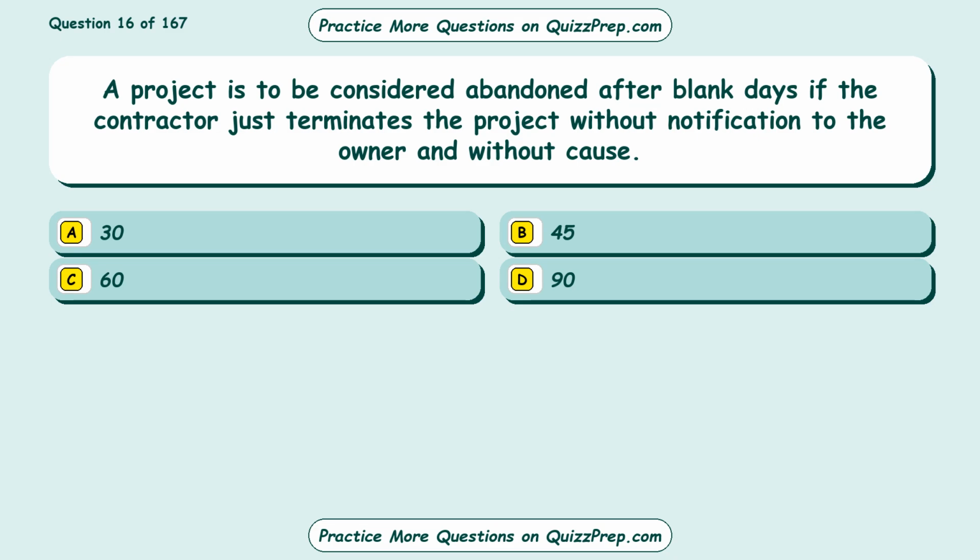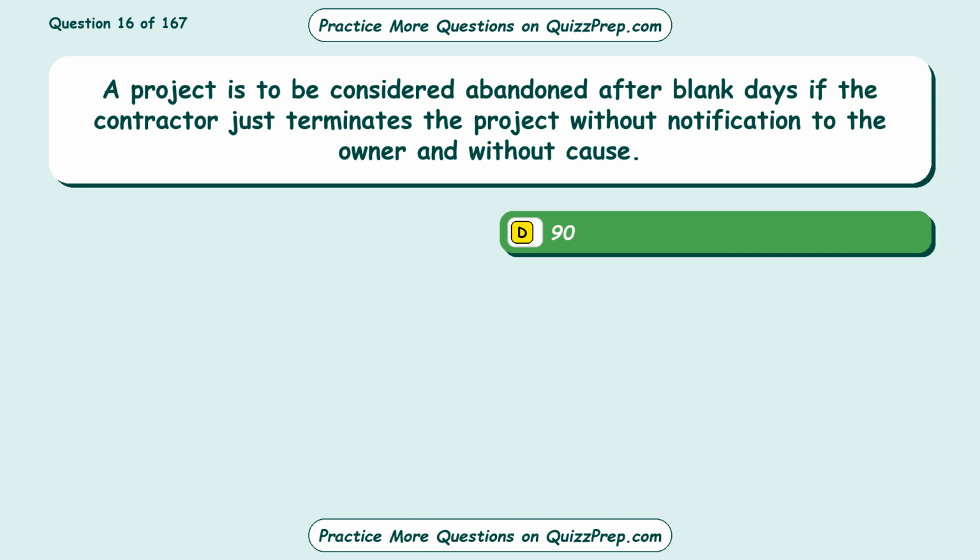Question 16. A project is to be considered abandoned after blank days if the contractor just terminates the project without notification to the owner and without cause. Option A, 30. Option B, 45. Option C, 60. Option D, 90. The correct answer is option D, 90.